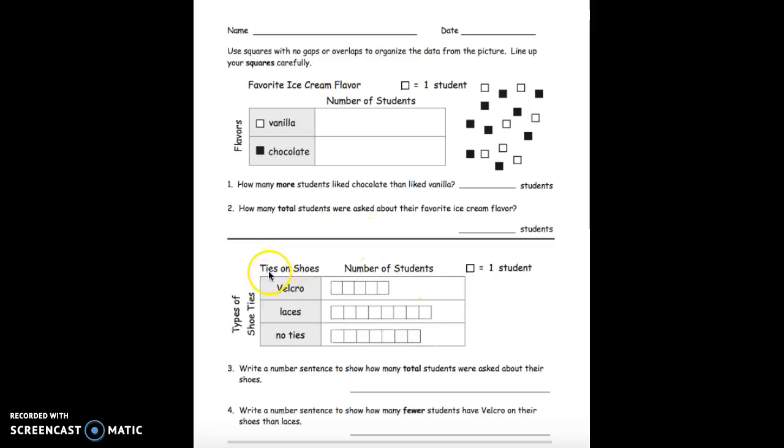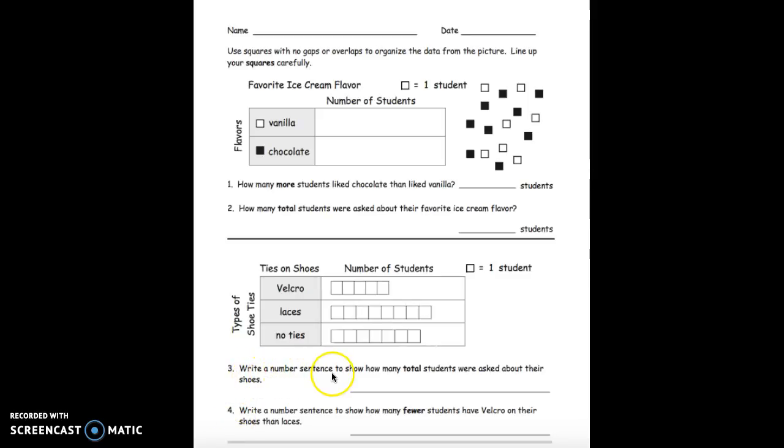The title says ties on shoes. There are different types of shoe ties like Velcro, laces, and no ties. Here the squares are drawn for you for the number of students that voted on the type of shoe ties they have on their shoes. Each square equals one student. Use this chart to answer the directions for 3 and 4.